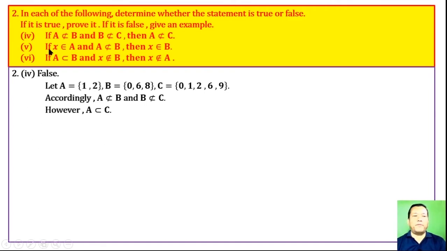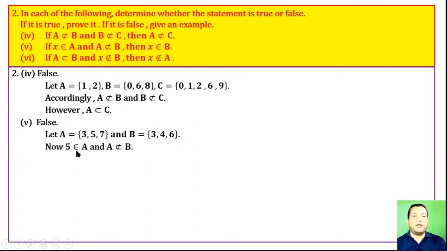For Roman number 5, if X belongs to A and A is not a subset of B, then X belongs to B. The statement is false. Let A consist of 3, 5, 7, and B consists of 3, 4, 6. Now 5 belongs to A, and A is not a subset of B. The first two conditions are fulfilled. However, 5 does not belong to B.